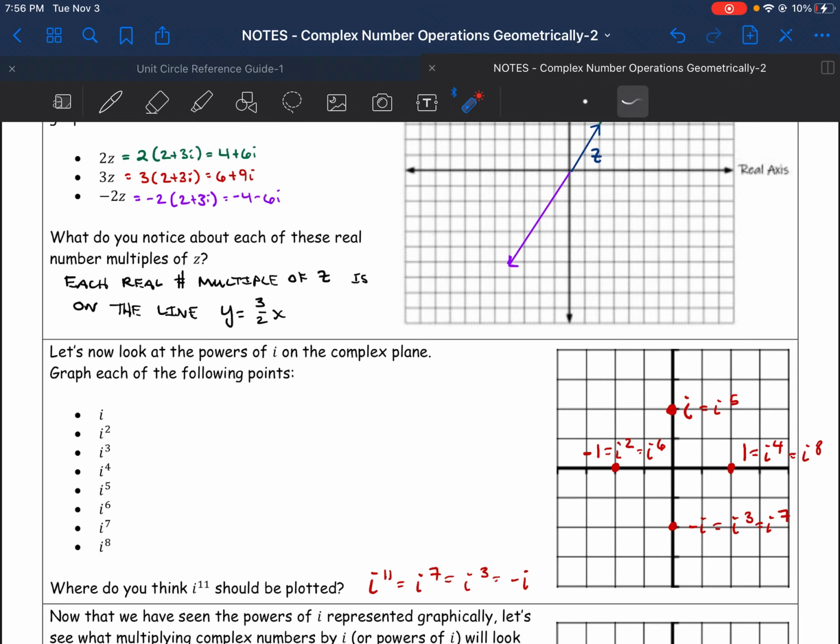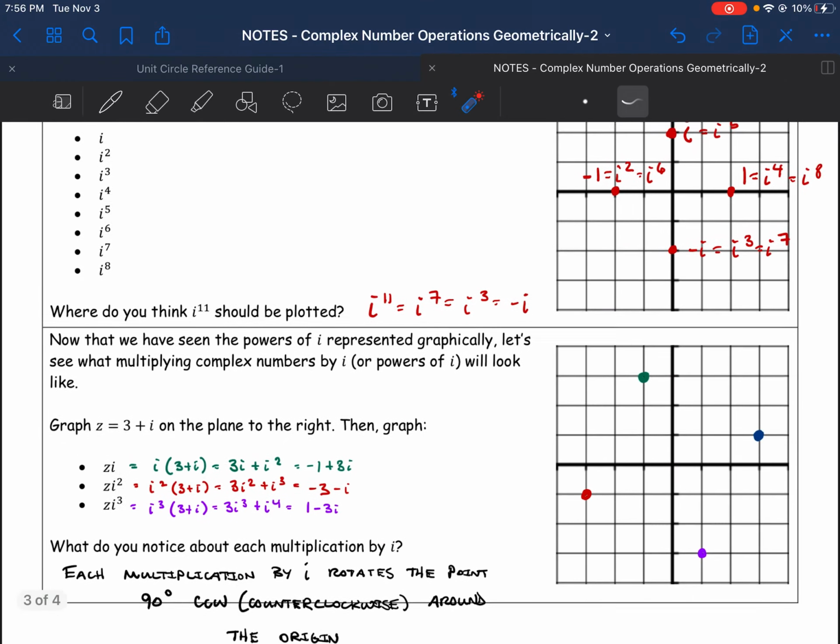Another way we can look at this is we can just subtract 4 as an exponent, right? 11 to 7, that's minus 4. 7 to 3, that's minus 4. So on and so forth. So that's another way that we could have approached it. It's a very interesting result. Multiplying by i results in a 90-degree counterclockwise rotation.